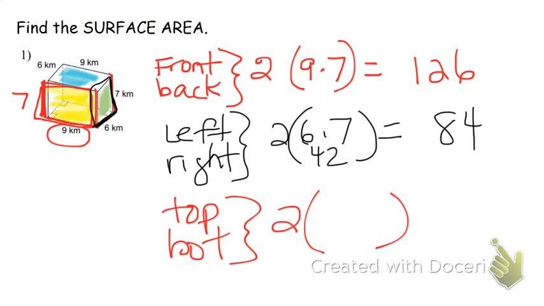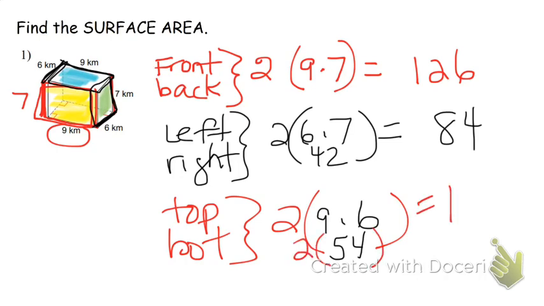What two numbers do you go past when you try to trace the top? You've got a 9, and the other one is 6. So it's 9 times 6. 9 times 6 is 54. But again, we have two of those, and 2 times 54 would be 108.